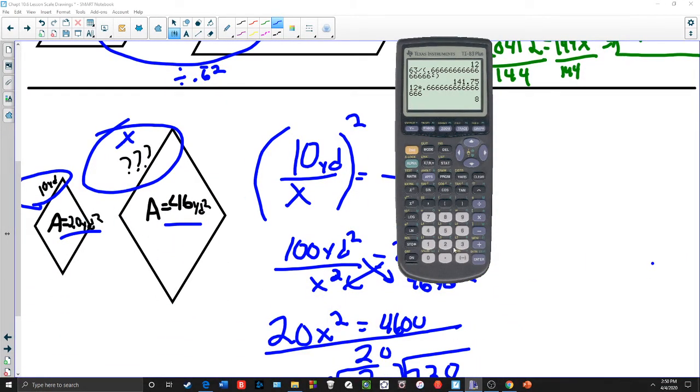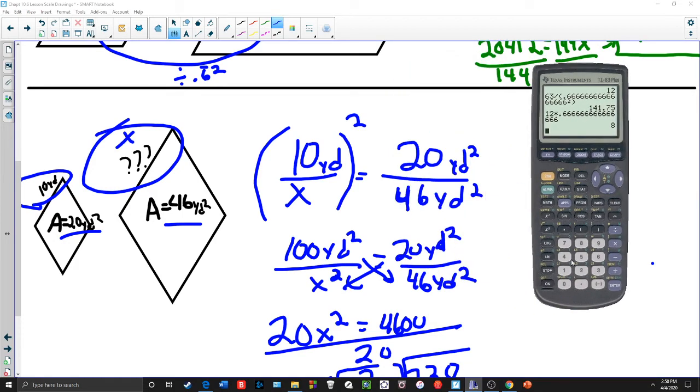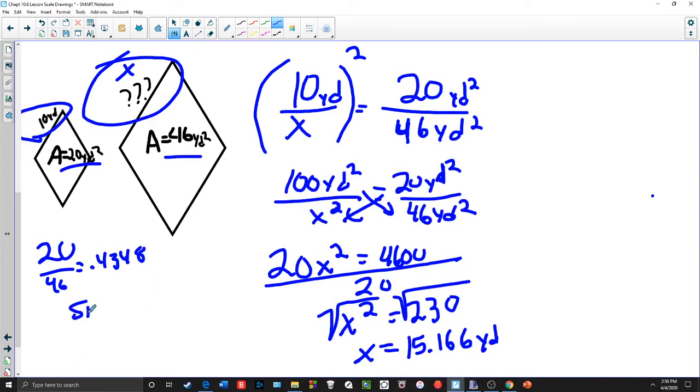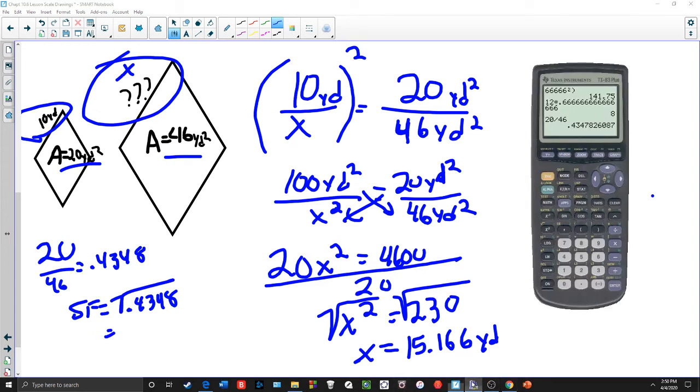So our scale factor was this right here, right? 20 over 46. So 20 over 46 gives me 0.4348, we'll say. Now that's not my scale factor though, because it's made with the areas. So my actual scale factor is not this, but the square root of that. Because remember, this was made for areas. So if I want to go back to the linear measurements, I have to square root it to bring it back down from being squared.